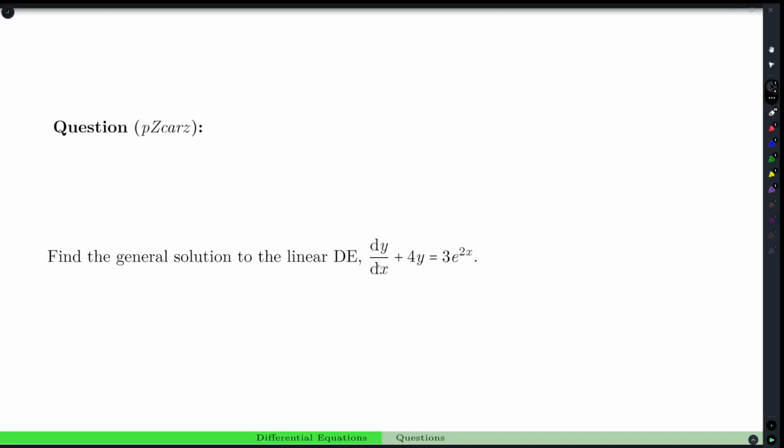Find the general solution to the linear differential equation that we have here. So dy/dx, or y prime, or whatever you want to call it, the derivative, plus 4 times the original function is equal to 3e to the 2x. So it's a linear differential equation.